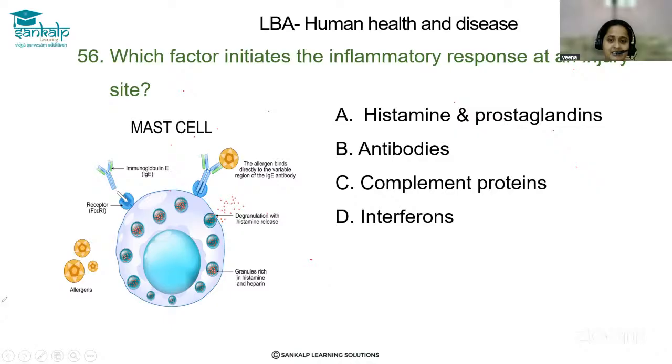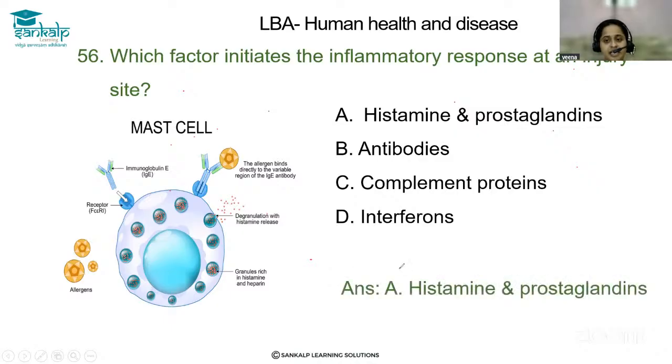So the correct answer is here, dear student, option A, histamine and prostaglandin, not antibodies, not complement protein, not interferon. The chemicals secreted by the mast cell, histamine and prostaglandin, are initiating the inflammatory response at an injury site.